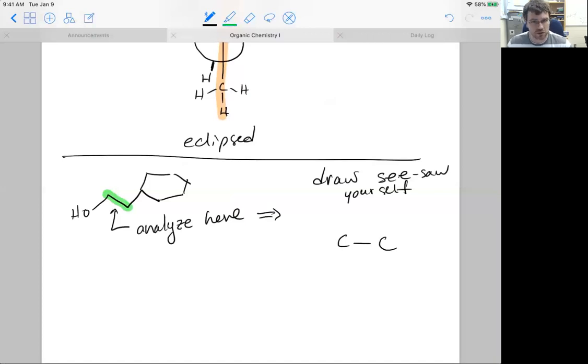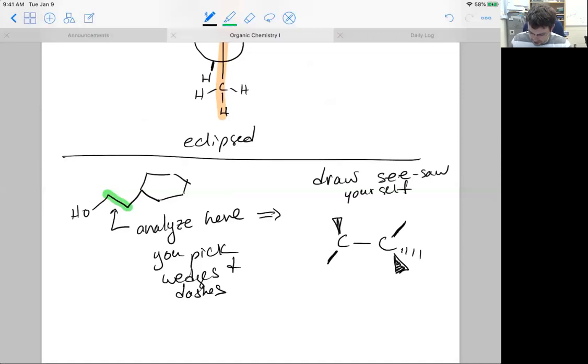And now this becomes a choose your own adventure. You pick the wedges and dashes. So seesaw structures are going to have a wedge and a dash at both carbons along with a straight line. I like to pick staggered conformations because they make easier Newman projections. So I'm going to put my lines in opposite directions. That's going to be a line up and a line down on either side, so that we get a staggered conformation. Then we have wedges and dashes.